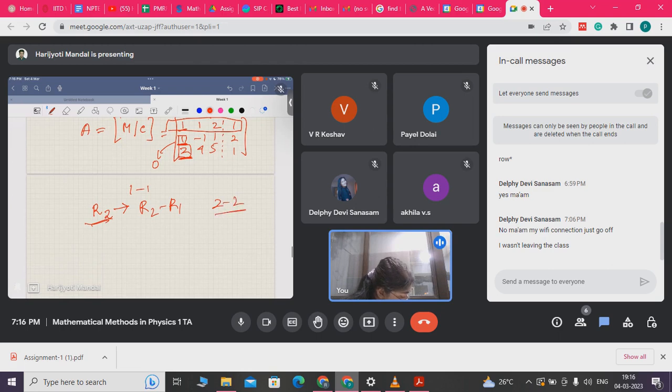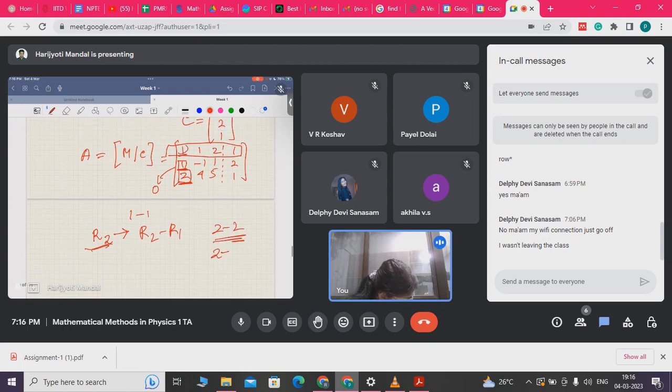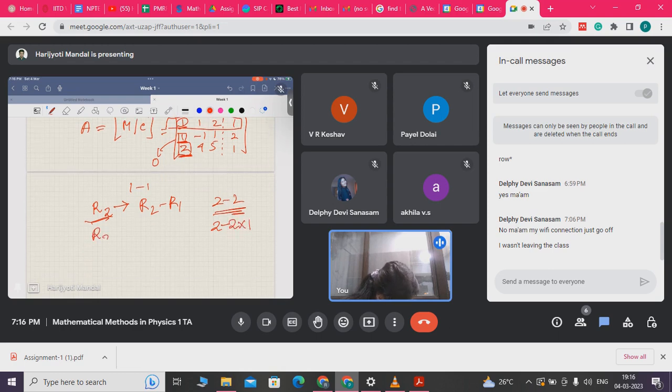Similarly, we want to make this also 0. We need to make 2 also 0. How can it become 0? 2 minus 2 will be 0. How can we make this 1 into 2? By multiplying by 2. So R3 will be R3 minus 2 of R1.